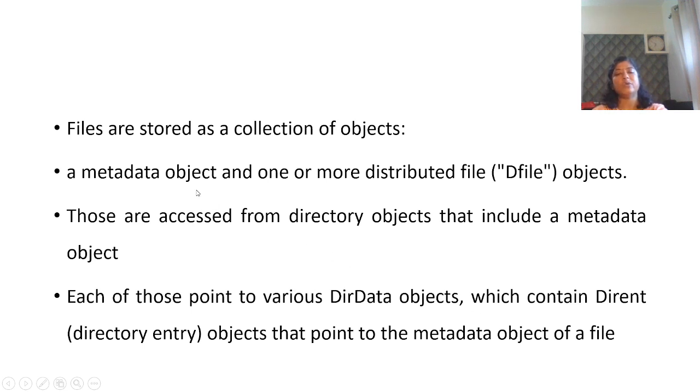Now, as we have seen in the architecture, our files are stored as a collection of objects: the metadata object and one or more D file objects. These file objects are accessible from the directory object, which includes the metadata object. Each of those points to various dir data objects, which include the directory entry objects, which point to the metadata object of a file.